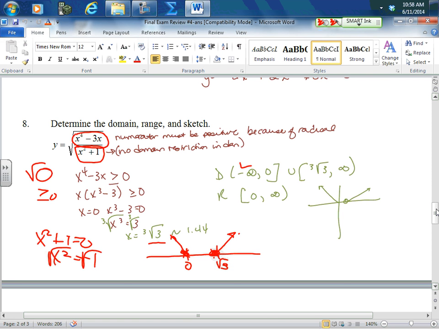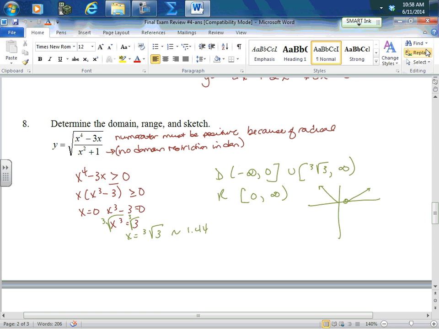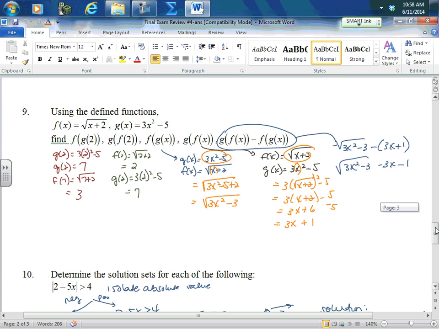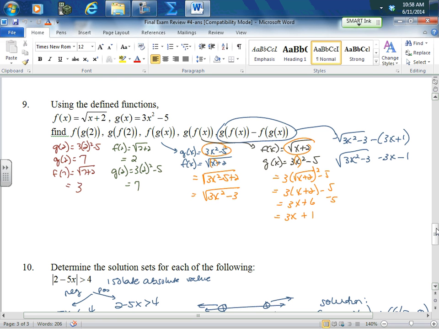The range is easy. Kyle, that's not your phone, is it? No. Good. Because I sure wish it's not and that you're paying attention to this.